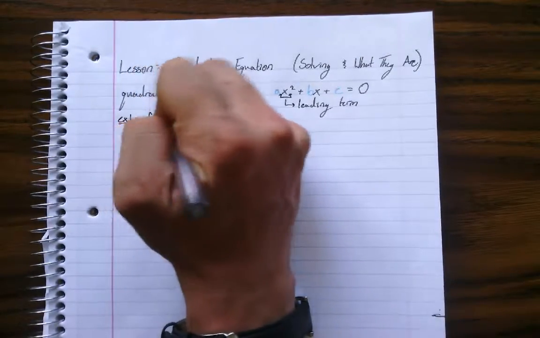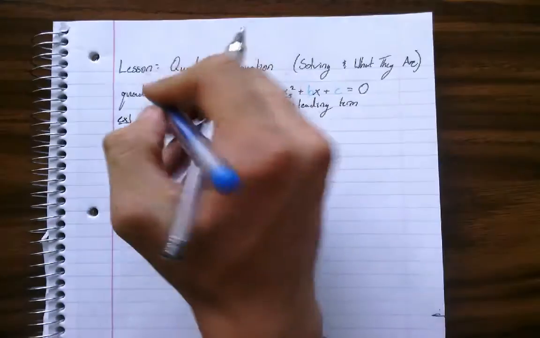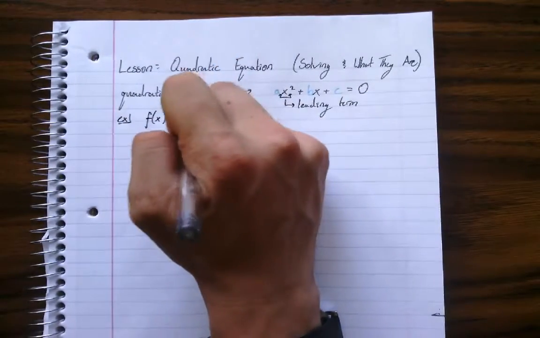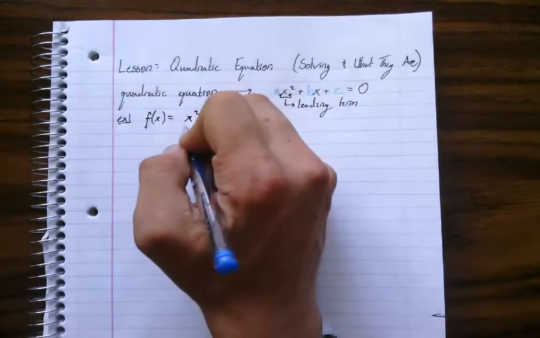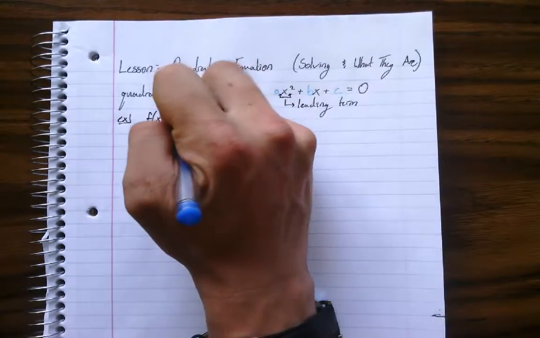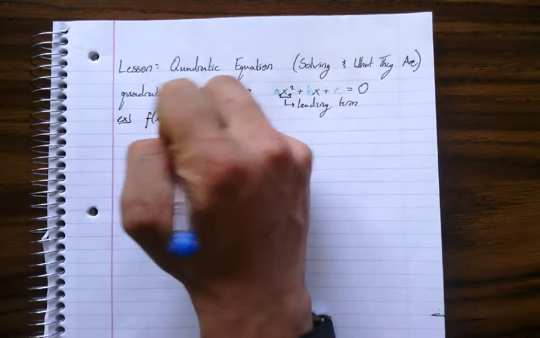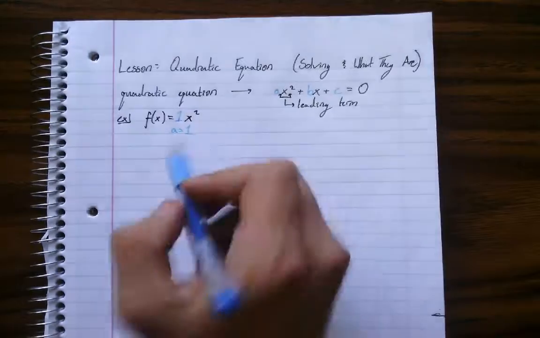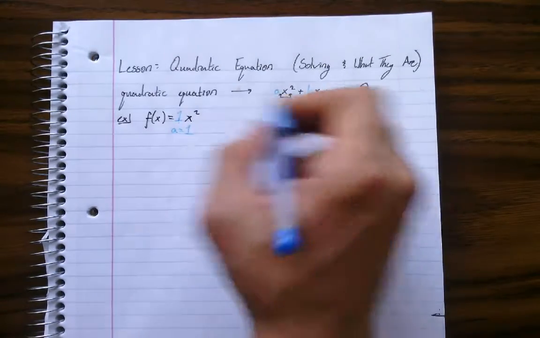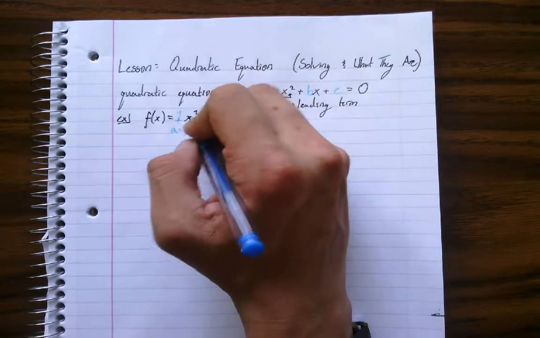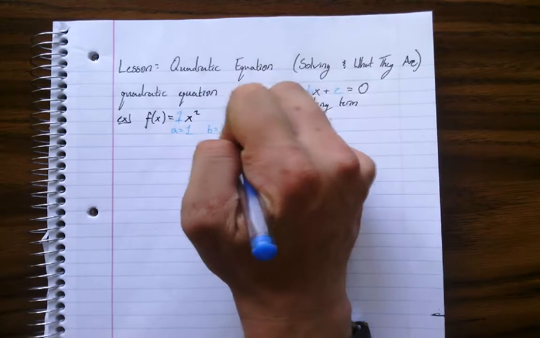So f of x equal to x squared. So that's the most simple one. Remember, if there's no number in front, that just implies that we have a 1 in front. So in here we have a quadratic with a leading coefficient of 1, the number in front of our leading term, b is equal to 0, and c is equal to 0.